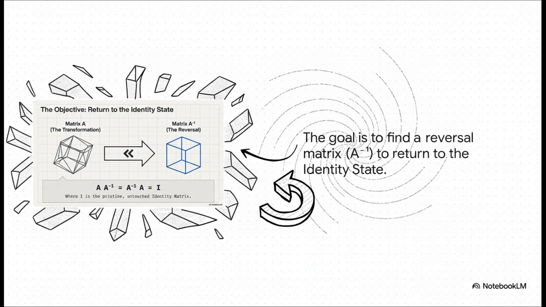So, what's the whole point of this? Well, it's all about hitting the undo button. Imagine a matrix, let's call it A, takes a perfect, normal cube and just twists it, stretches it, and turns it into something totally different. The inverse, A inverse, is that one-of-a-kind matrix that can grab that twisted shape and snap it right back into that perfect original cube, what we call the identity state. It's the ultimate reset switch for transformations in space.